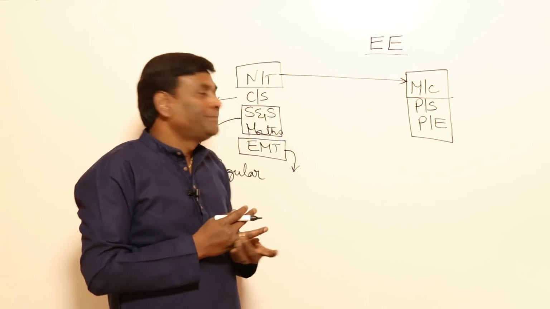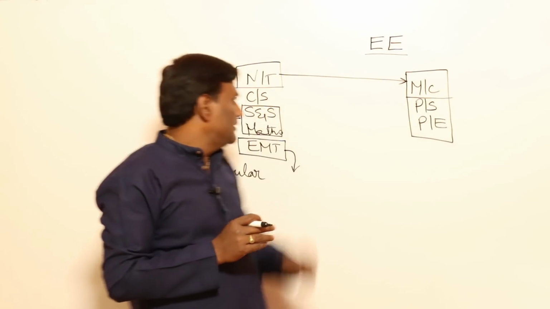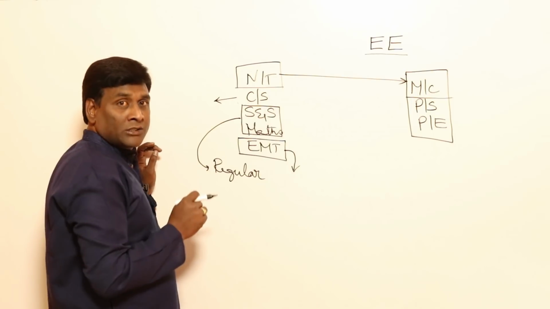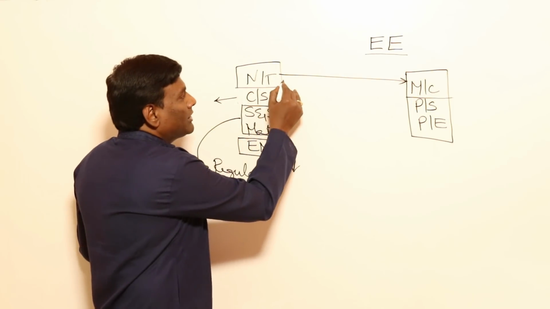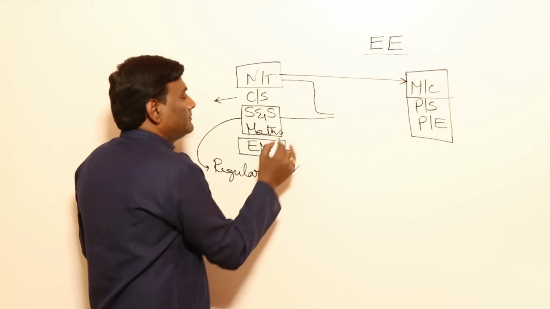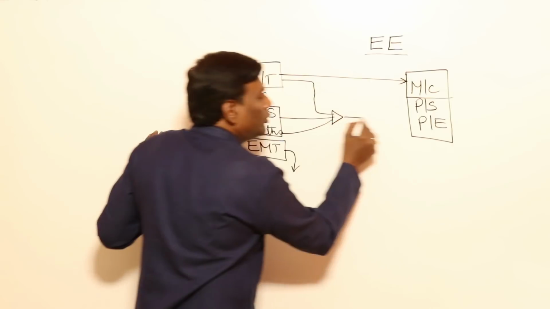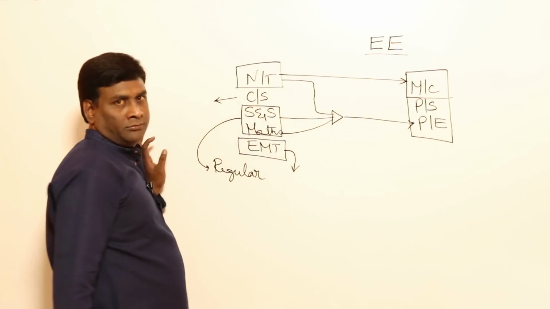It's not that way. Network theory is a prerequisite to understand machines. And to understand power electronics, for example, networks are required, signals and systems are required, mathematics is required. So till completion of these three, we don't touch power electronics.